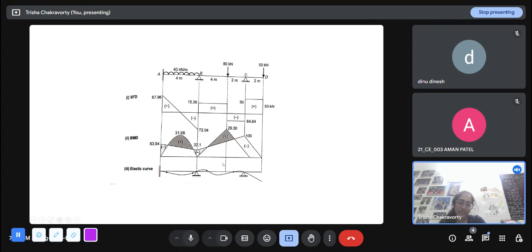You can intuitively understand that, but you won't be asked to draw this because, of course, you are not supposed to solve d2y by dx square equal to M of x by EI. That huge thing cannot be solved for such a complicated problem. So you generally won't be asked this.